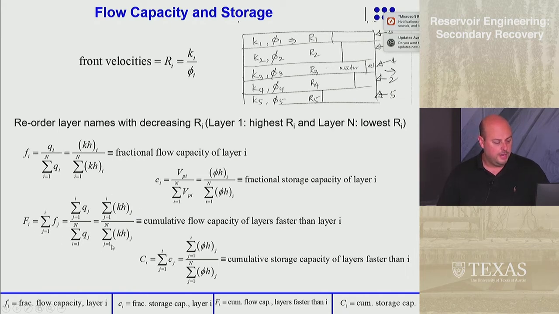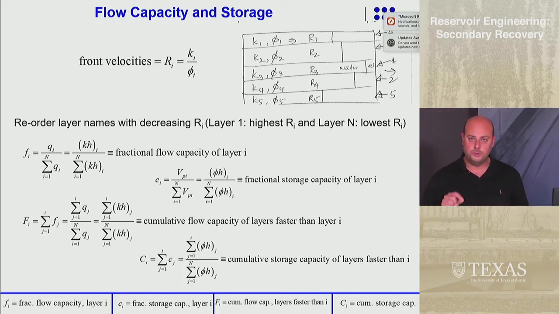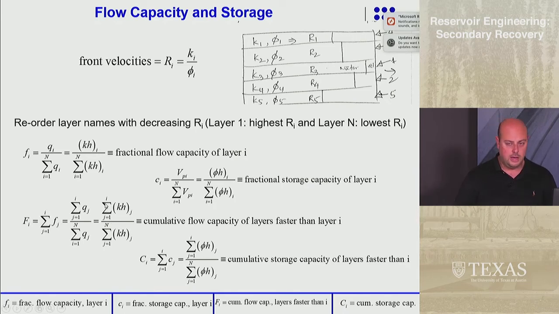So the denominator goes from j is equal to 1 to capital N. N is the total number of samples, so that's 5. So j goes from 1 to 5. So it's 1, 2, 3, 4, 5. Okay, but the numerator goes from j is equal to 1 to I.